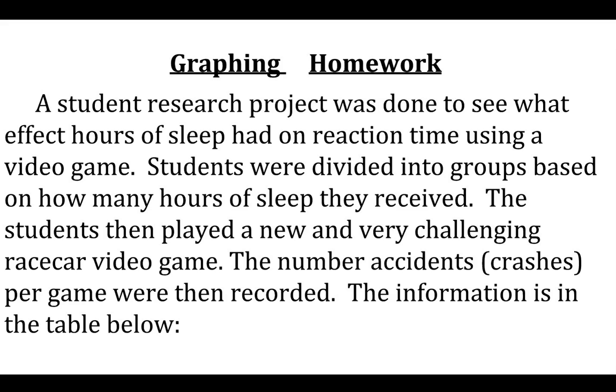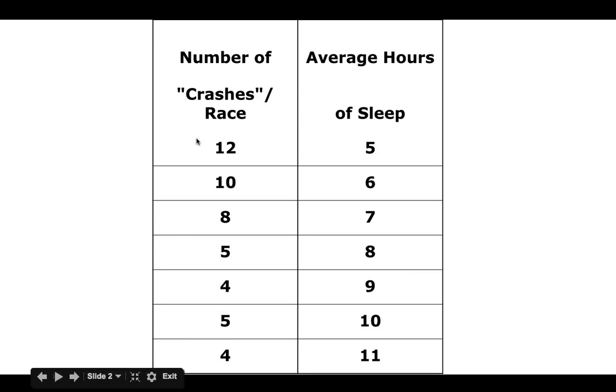If you think about the independent and dependent variables here, the dependent variable, which you're collecting, you're not sure about, is how many crashes. So on the y-axis, the dependent variable, what you're collecting, in this case would be the number of accidents or crashes. And on the x-axis would be the independent variable, and that would be the amount of hours of sleep that each of the students received. So here's the data table I gave to you, where we have number of crashes and we have the average hours of sleep.